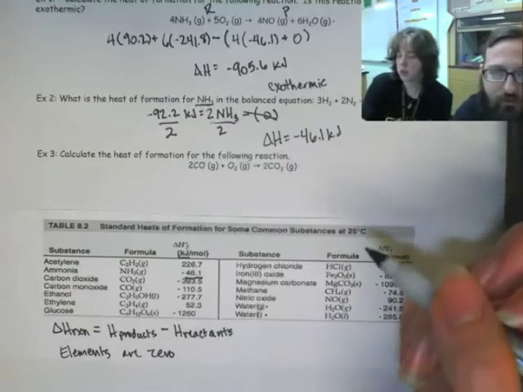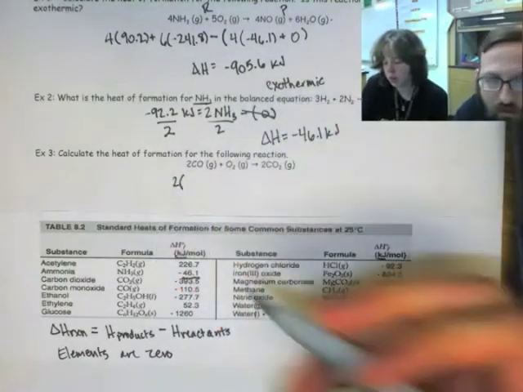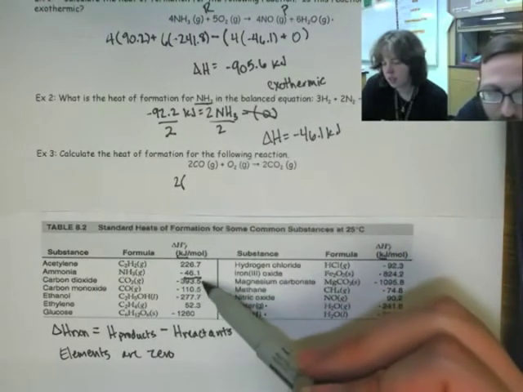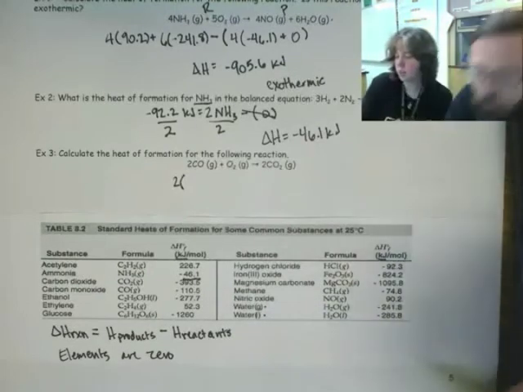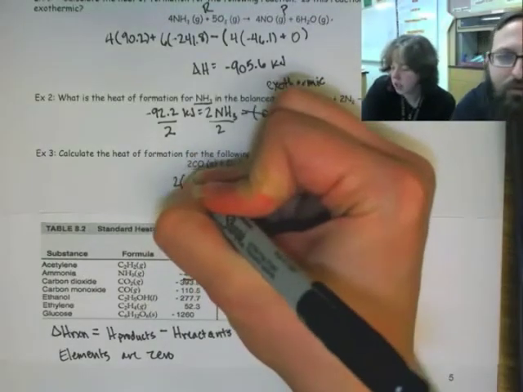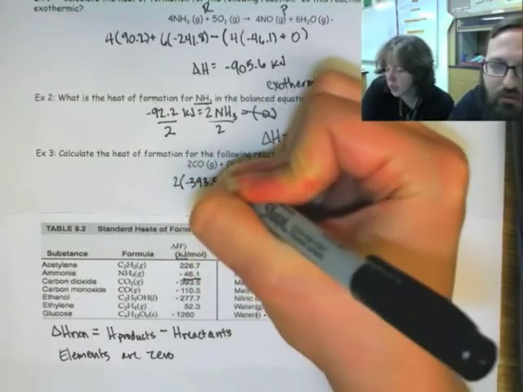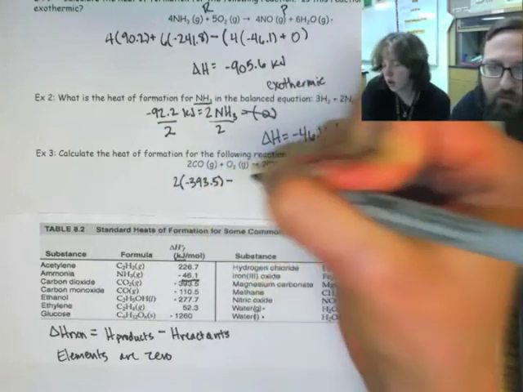So we've got 2 times whatever CO2 is in the table. So we're going to look down at carbon dioxide. And that's going to be negative 393.5. And remember, if you guys can't read this, you've got it in your packet. So negative 393.5 minus our reactants.